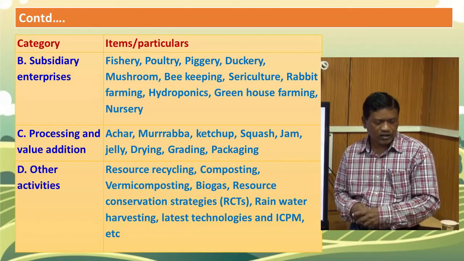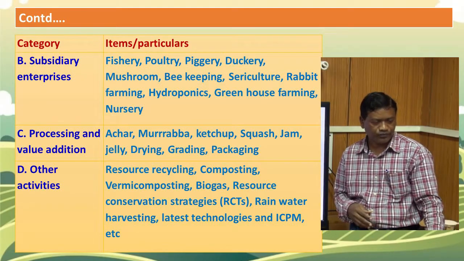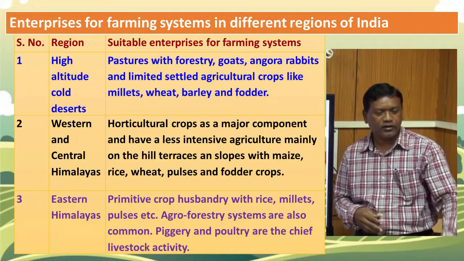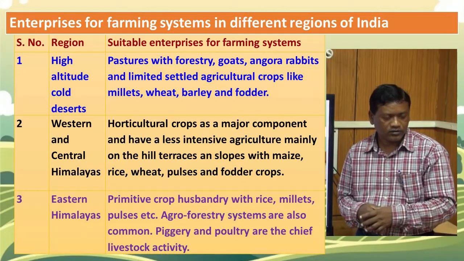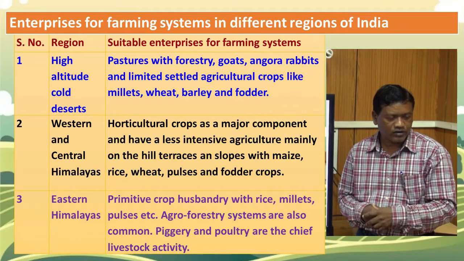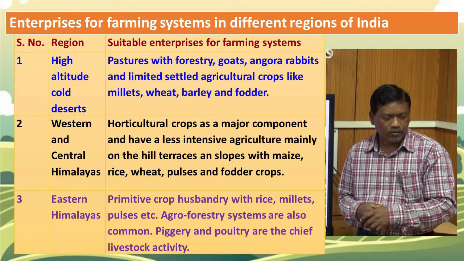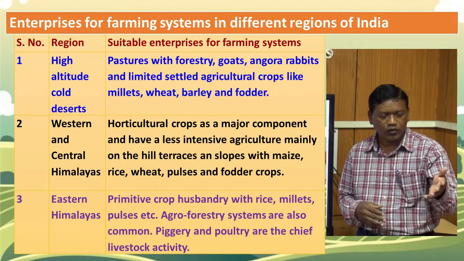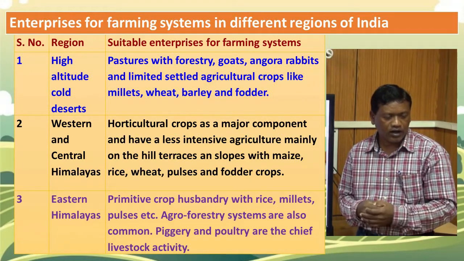And other activities like resource cycling should be there. Composting is very important, and vermicomposting. These are all very important components to run the integrated farming systems. Integrated farming systems for different regions. These are the different types of integrated farming systems which should be run in different areas. In high-altitude cold deserts, the farming system should be pastures with yaks, goats, and rabbits, and limited settled agriculture with crops like millets and wheat, those types of crops which can be grown in low temperature.